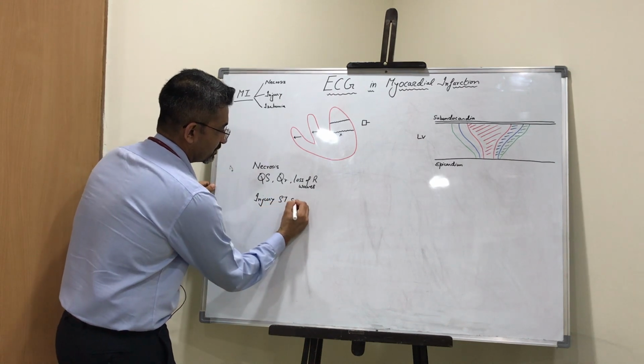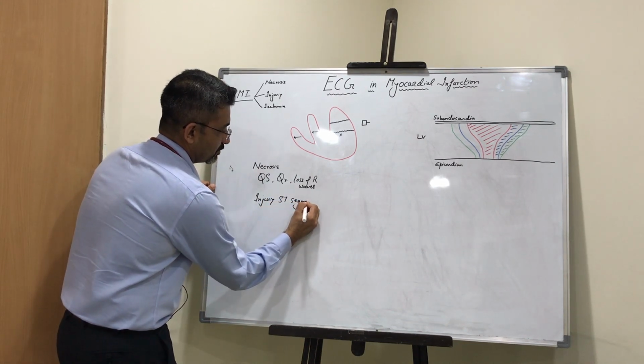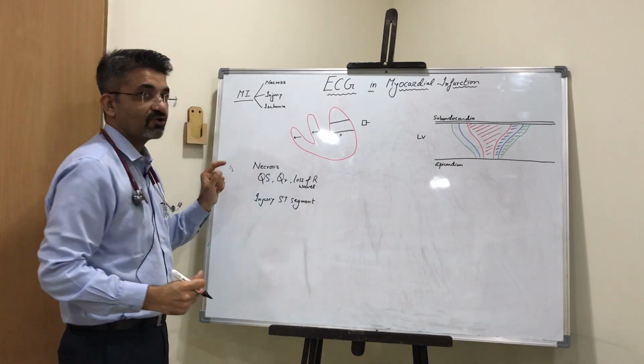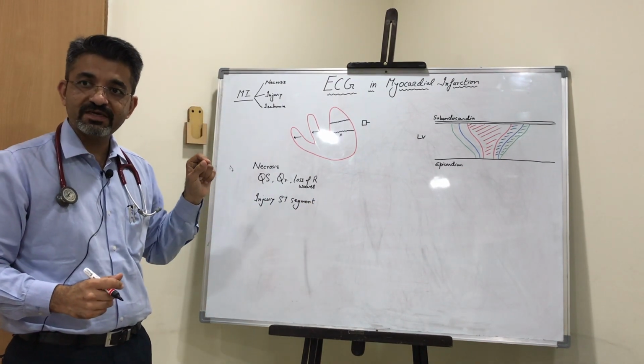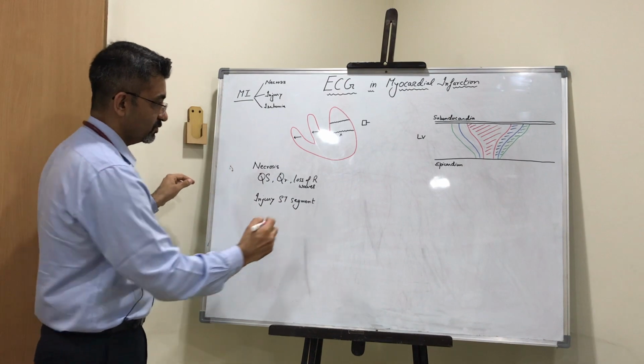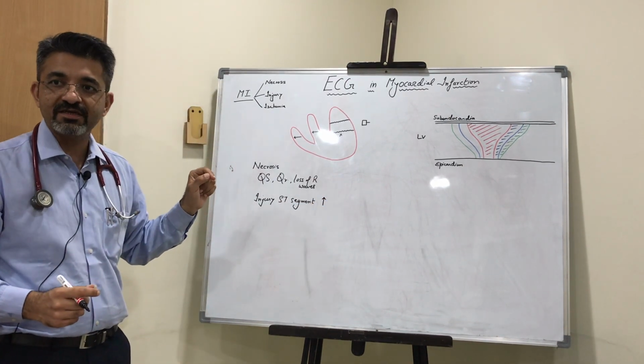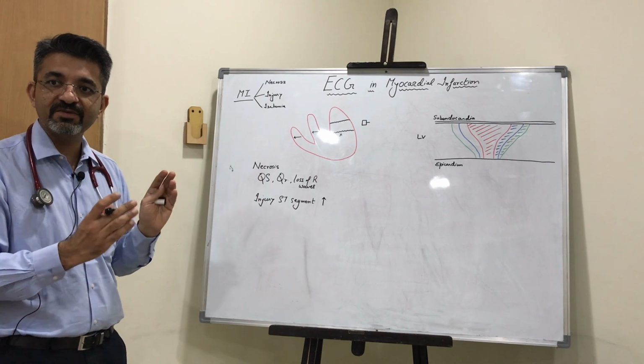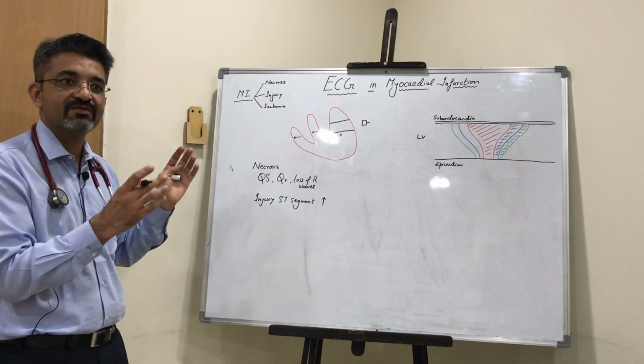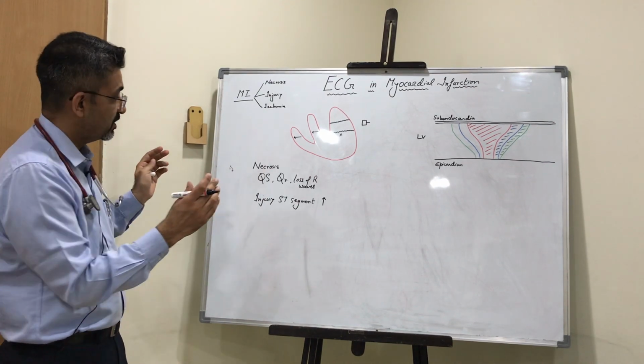When we talk of injury, injury is depicted by the ST segment. So when we talk of myocardial infarction, we are talking about ST segment elevation. ST elevation doesn't mean necrotic area. It means the area which is immediately beside the necrotic area and which is injured.